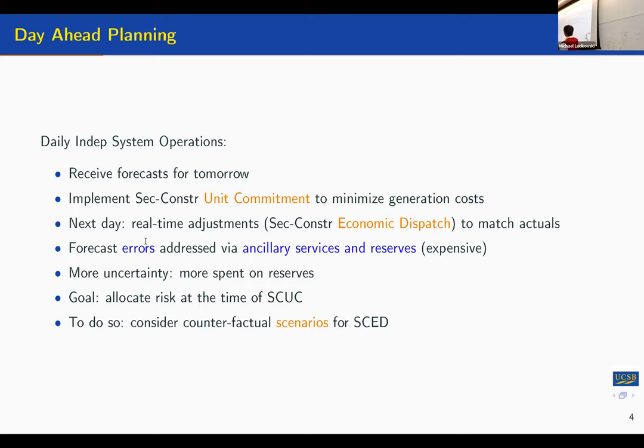So what they do is every day, they get the forecast for tomorrow. Roughly speaking, imagine this is happening at noon. You get the forecast for tomorrow. So the forecast covers everything, right? Basically they have a full menu of what is expected to happen the next day. Then they go ahead and do the unit commitment, or SCUC. This is security constrained unit commitment, right?